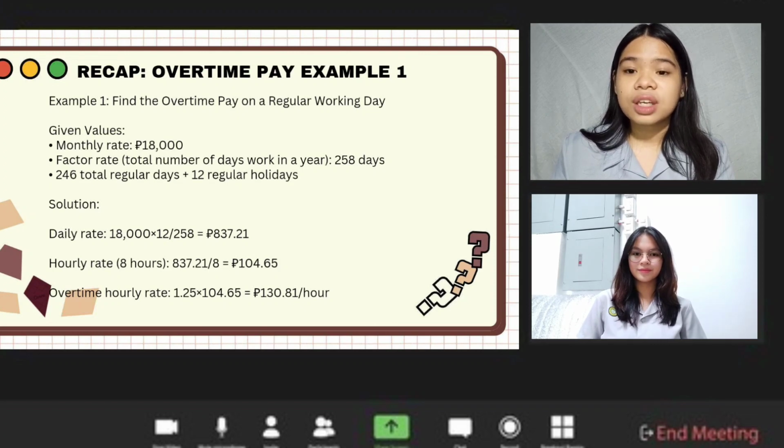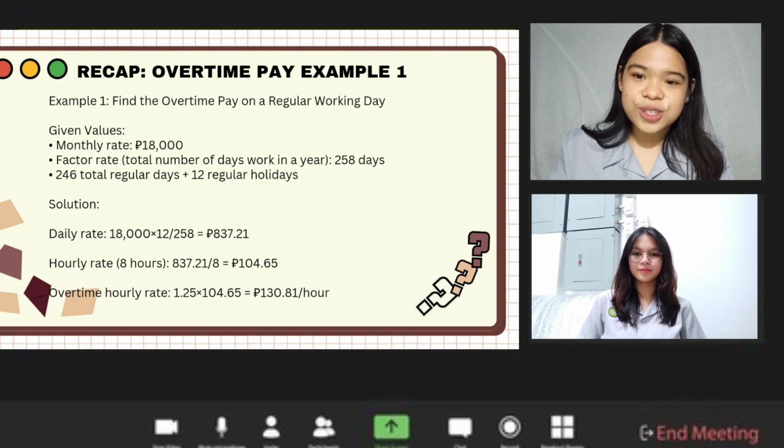837.21 pesos. To get the hourly rate, you just get the answer from the daily rate, then divide it by the hourly rate, which is 8 hours. So, it is 837.21 divided by 8. The answer equals 104.65 pesos. And to answer the overtime hourly rate, it is 1.25 multiplied by 104.65 and is then equal to the answer 130.81 pesos per hour. Do you follow, fellow students?